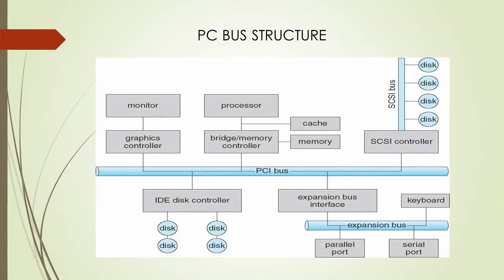This is the PC bus structure, which has a monitor, a graphic controller that connects with the PCI bus, processor, bridge memory controller, cache, memory, SCSI controller, IDE disk controller, expansion bus interface, keyboard, parallel port, and serial port. All of this is the structure of the PC bus.